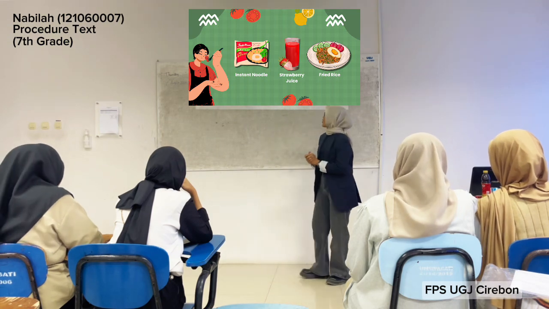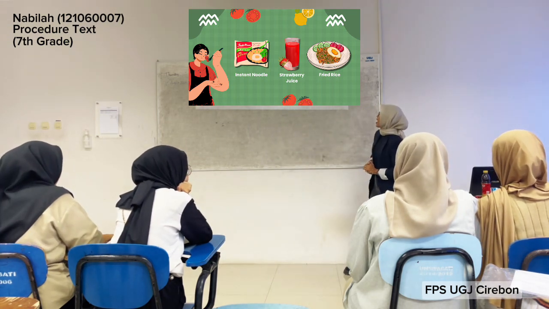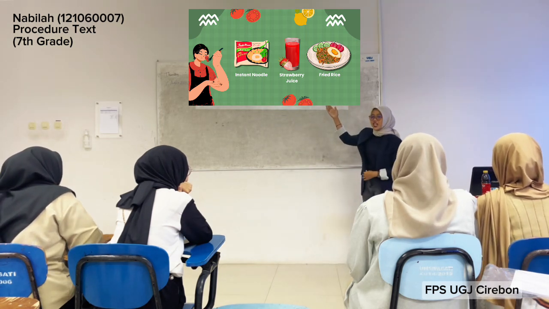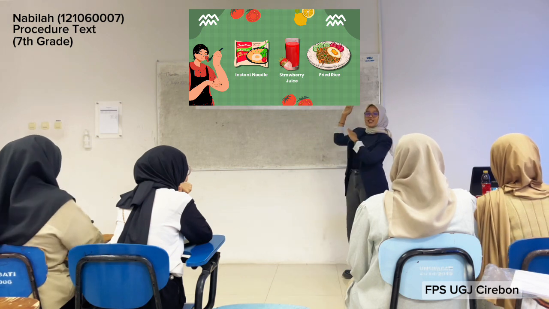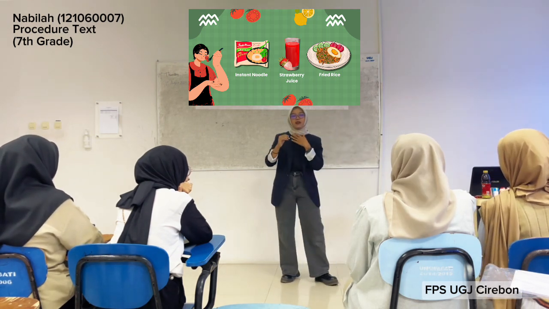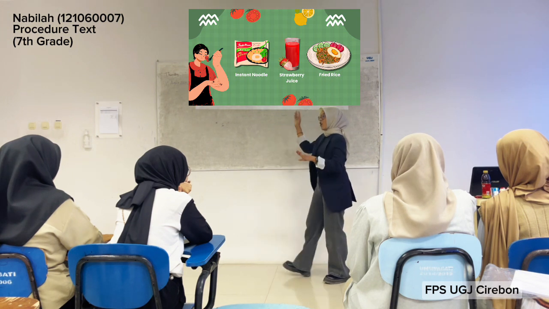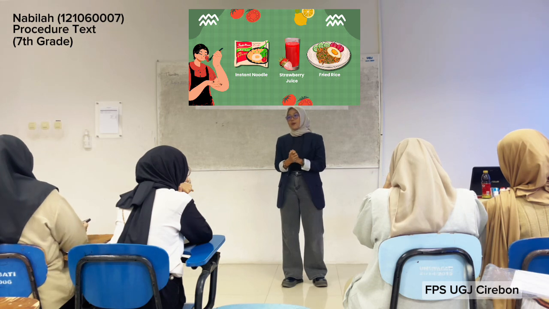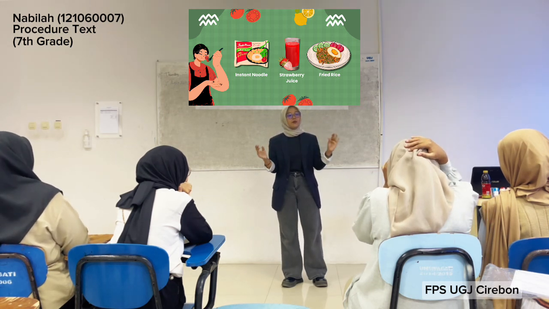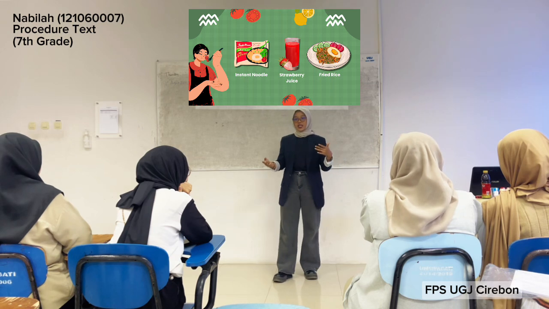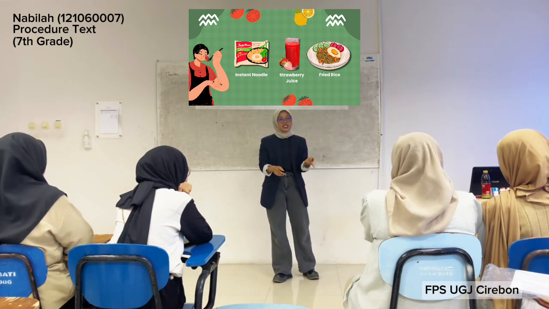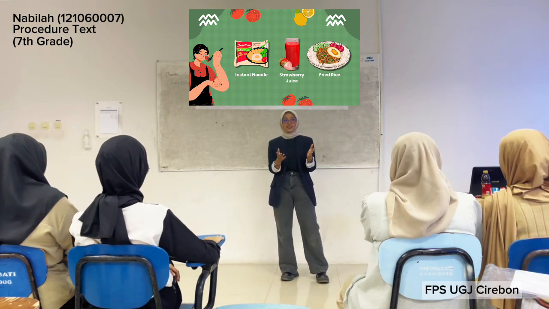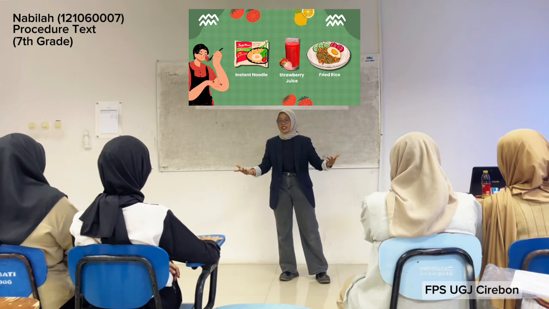Yes. Okay, so I have a picture here. What's in the picture? Instant noodle. And then the second picture? Strawberry juice. And then last? Fried rice. I believe all of you know how to make all this food and drink, right? So, what is the first step that you have to do before making something? Preparing the materials, the tools, ingredients. Yes, exactly. So, can you guys guess what we are going to learn today?